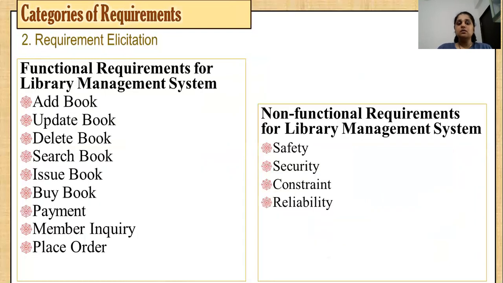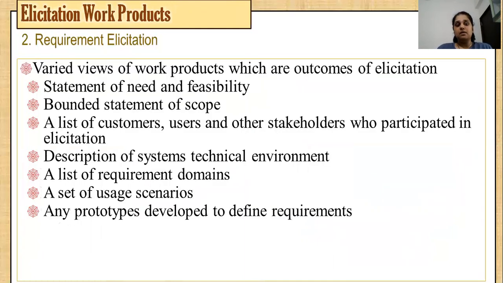Let us see the things in detail. We have taken an example of library management. Add book, update, delete, search, issue, buy, payment, and inquiry or placing an order are functional requirements, whereas your library management is said to be non-functionally fulfilling the requirements when it is safe, when it is secure, when there are no constraints, and it is reliable.